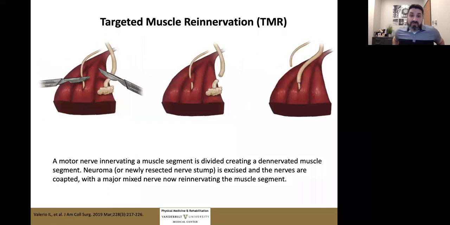Motor nerve intervention, so this is targeted muscle reinnervation. And this is not what many people think it is. Way back in the day, I believe it was Todd Kuiken, an electrical engineer turned physiatrist, incredible work, absolutely incredible work. What was done back in the day?